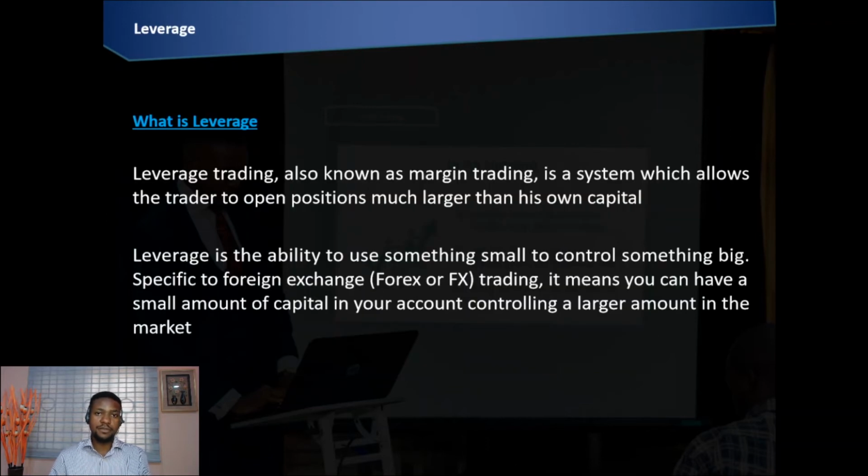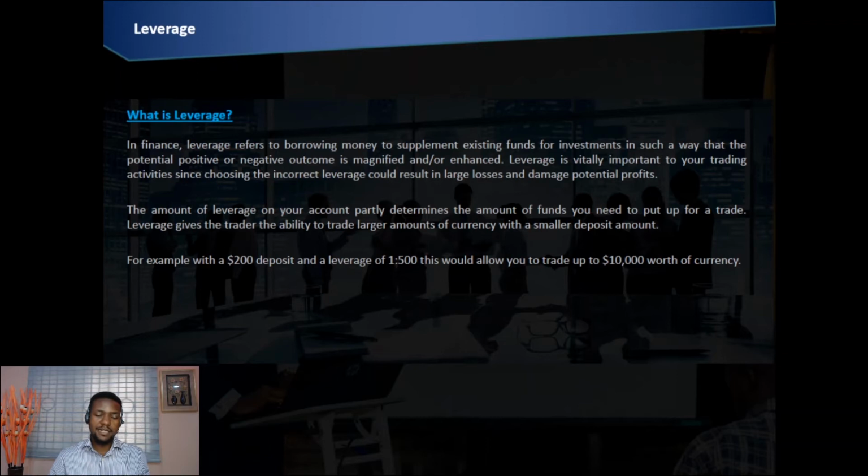Now we move to leverage. Leverage trading, also known as margin trading, is a system which allows a trader to open positions much larger than his own capital. Leverage is the ability to use something small to control something big. In finance, leverage refers to borrowing money to supplement existing funds for investment in such a way that the potential positive or negative outcome is magnified.